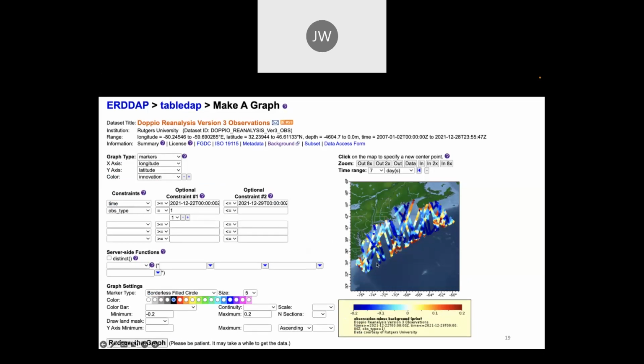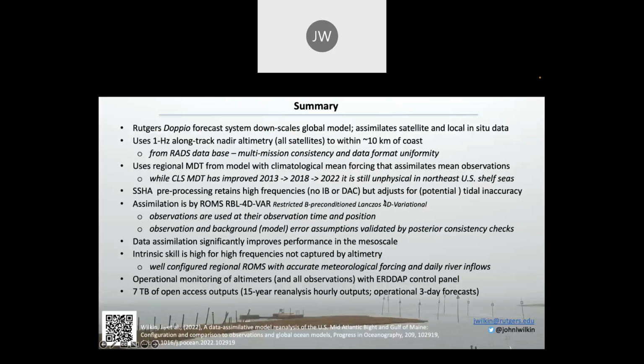We can look at what was the model data misfit before assimilation here in centimeters. What was it after assimilation? We've got a much better fit to those data. So in summary, we've got an operational system that downscales a global model, assimilates local data, and improves on all of those.